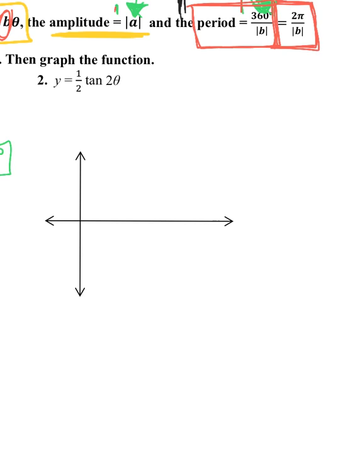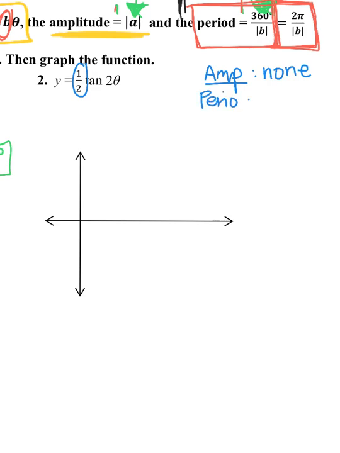Okay, so this is our tangent. So our tangent, starting with our amplitude, remember that there is none. All right, so even though there is a number being multiplied here, tangent goes up to infinity, it goes down to -infinity, so there actually is no amplitude.